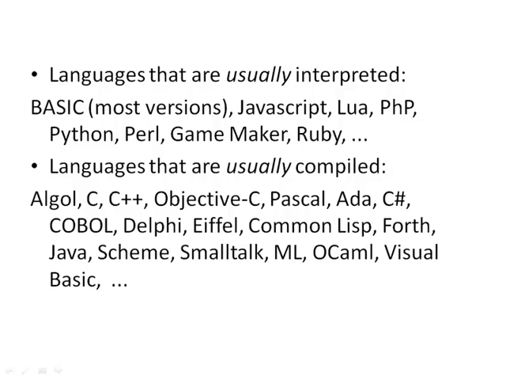Some more detail on this. Some of the languages usually interpreted include most versions of BASIC, JavaScript, Lua, PHP, Python, Perl, GameMaker, and Ruby. So a lot of web programming languages and web scripting languages. Languages that are usually compiled include a huge range. C++ and C# are in this list, as well as a wide range of others.